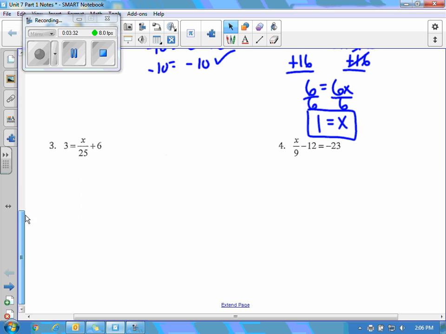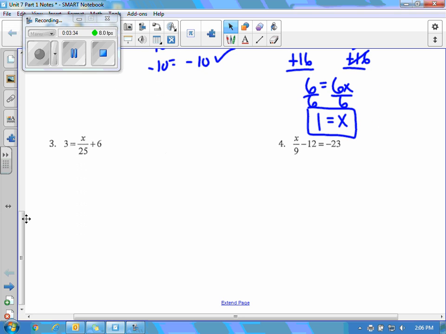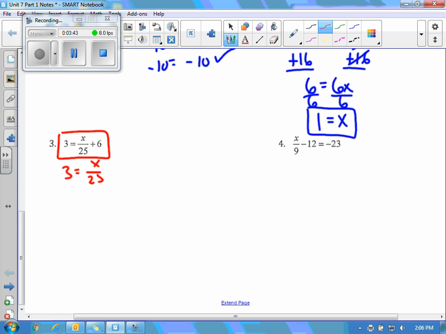I'm going to come down here and do number 2. So again, the first thing I want to do is box and rewrite. So I'm going to have 3 equals x over 25 plus 6. I go to the side of the variable, which is the right side in this case. I have a positive 6. So I know I need to subtract to move that 6 over.